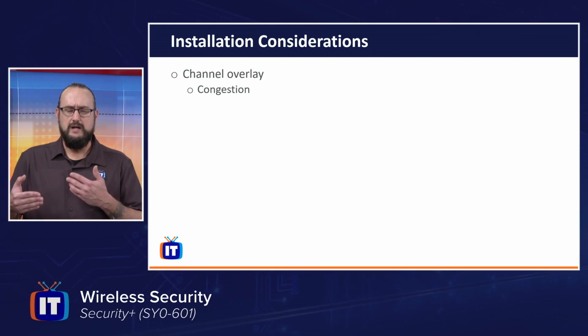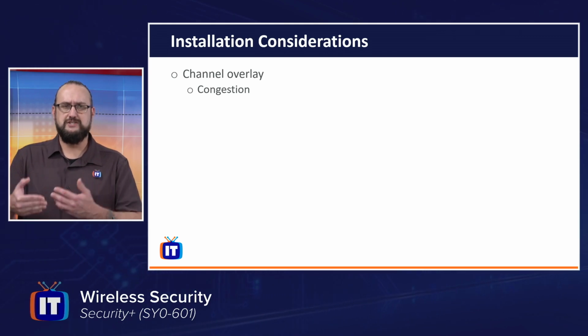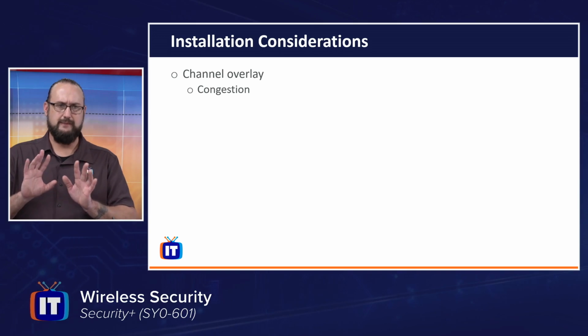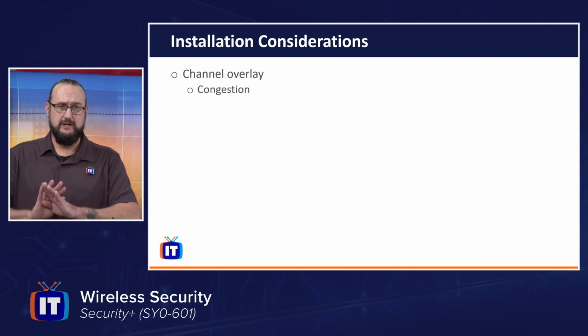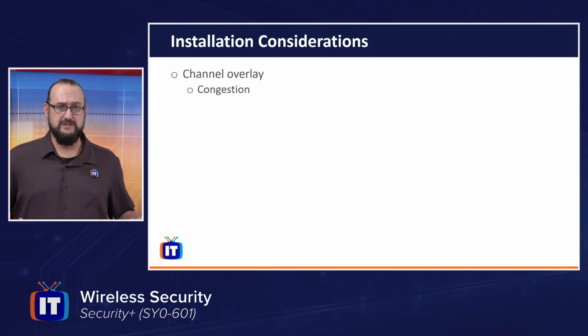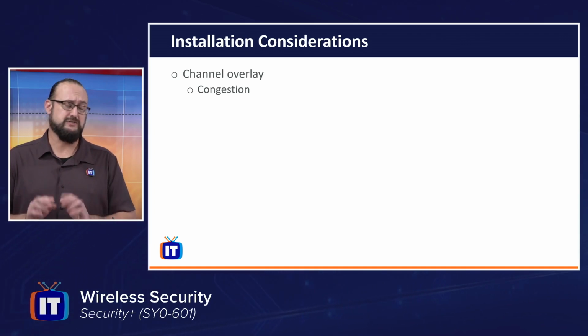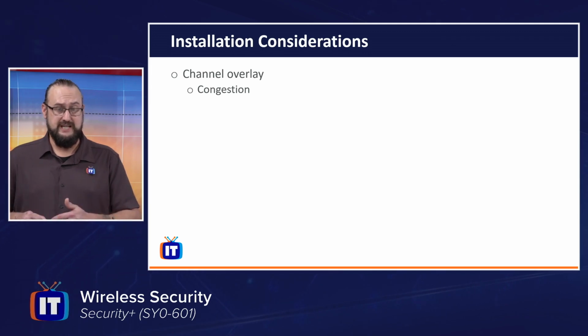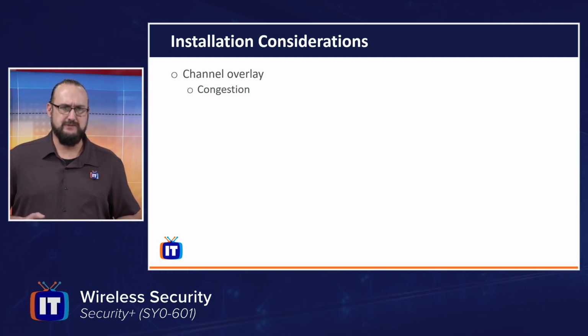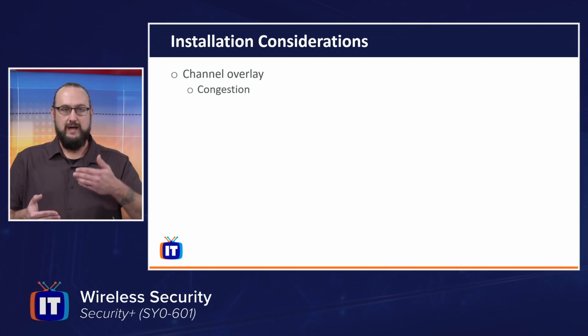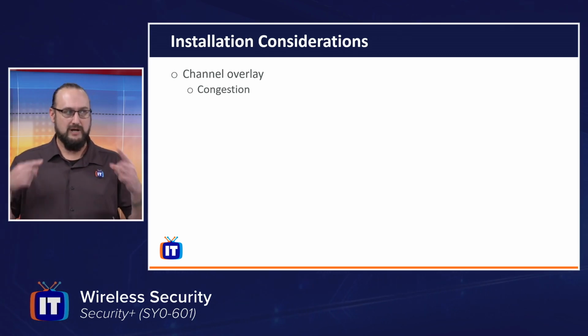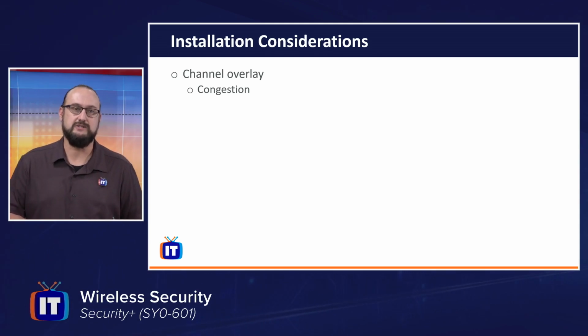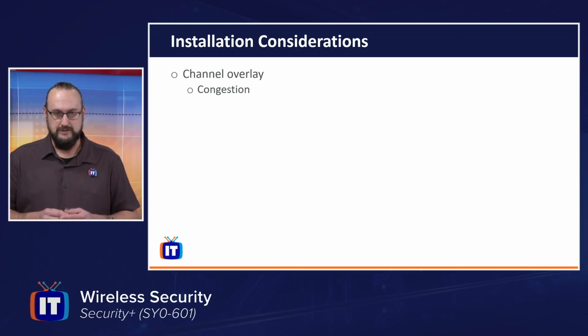If you do a site survey, which we're going to talk about in a second, you will find all the other access points within range of your network. A lot of times they'll default to channel 6. If every single access point in proximity of your AP is on channel 6, there's a good chance you're going to have a lot of channel congestion, and it can cause performance issues within your network.